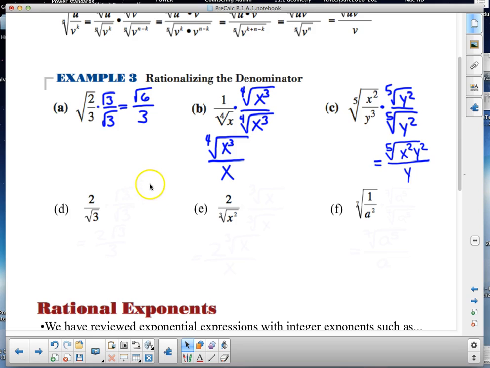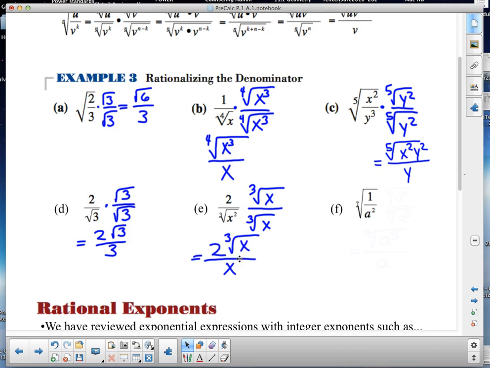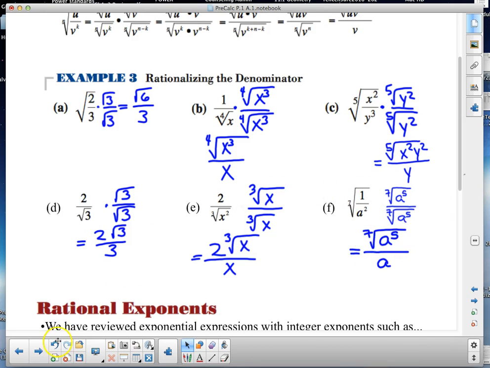Remember, indices, pay attention to them. Multiply by the square root of 3 over the square root of 3, and I get 2 square root of 3 over 3. Here I'm going to multiply by that cubic root of x on top and bottom, because that'll be x to the third on the bottom. And I'll be able to extract it out from underneath the radical, and it'll just be x. And the last one, I multiply the top and bottom by the seventh root of a to the fifth, because 5 plus 2 is 7, and that way a is on the bottom, and whatever's left over on top just comes along for the ride.